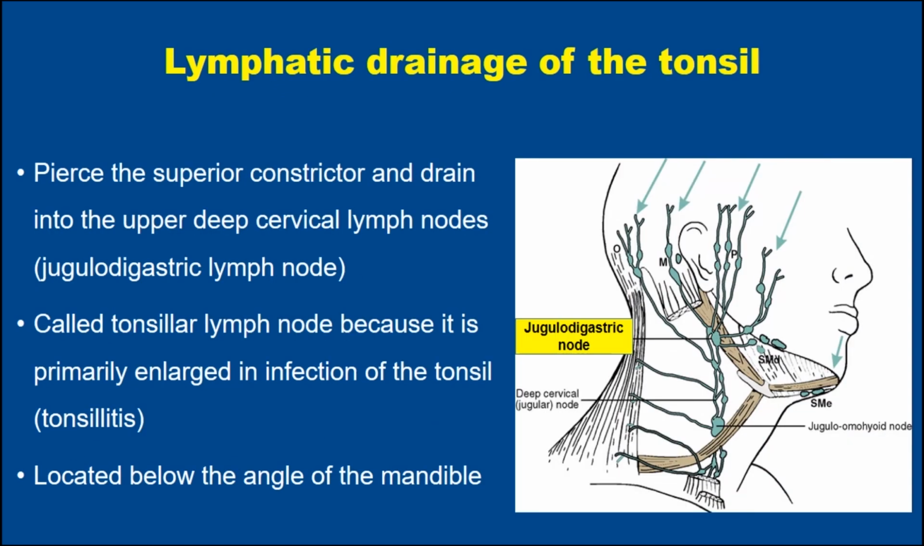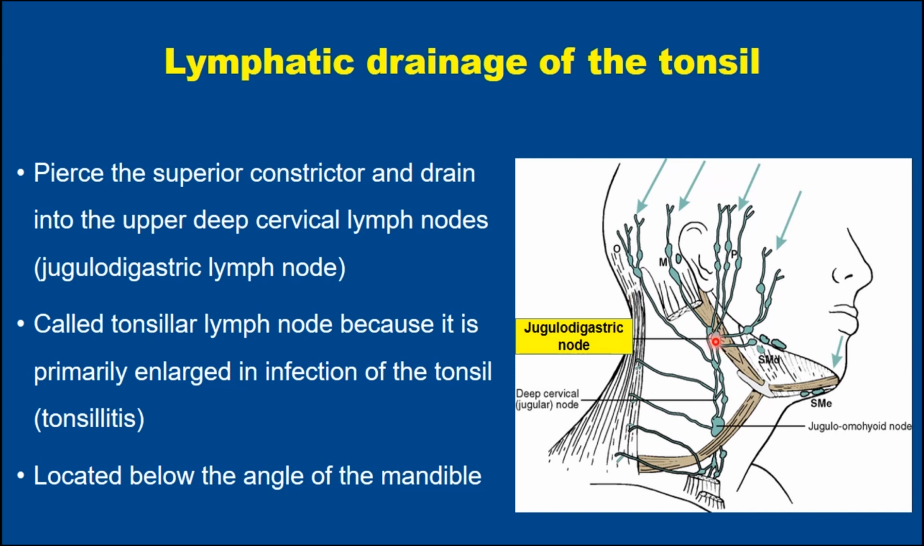Now we'll discuss the lymphatic drainage of the tonsil. The lymphatics of the tonsil pierce the superior constrictor and drain into the upper deep cervical lymph node. This upper deep cervical lymph node is particularly named the jugulodigastric lymph node. So this is the jugulodigastric lymph node.